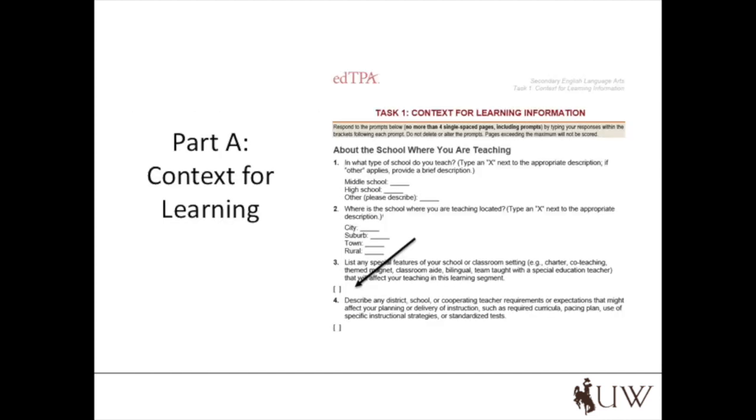On LiveText, you will find a number of templates that you should download. One of those templates is called the Context for Learning, Part A. The purpose of this template is to provide information about your school, your students, and your curriculum. It will be no more than 4 pages, including the prompts, and you will answer the questions directly on the template by typing between the brackets or in the table provided.